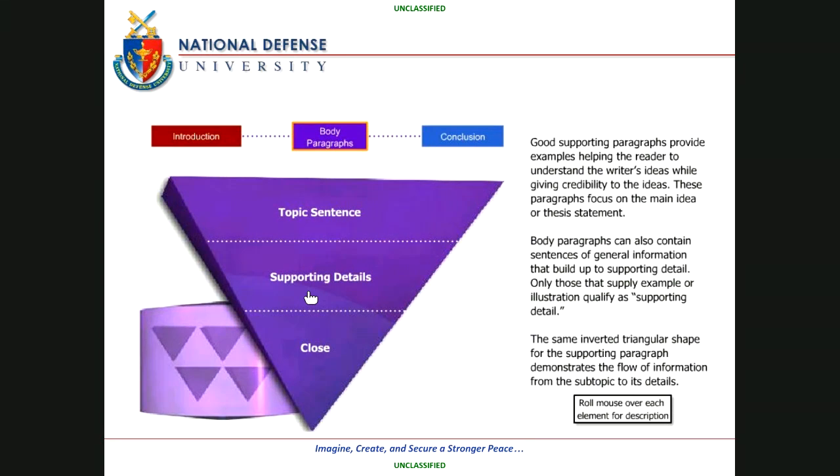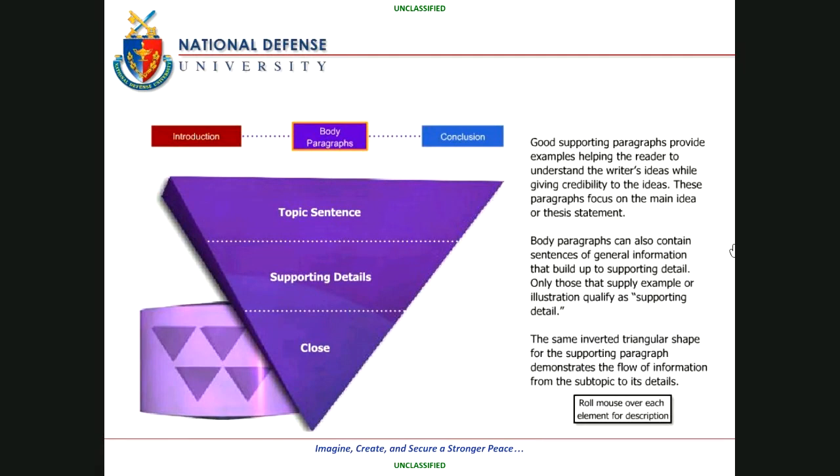I don't want just one detail. I want multiple details that show me that you understand the topic sentence. The more details that you have, the better. It provides information to clarify, prove, or explain the main idea. Great job, Mohammed, right? So that's what your supporting detail should be. Examples that support the main idea.